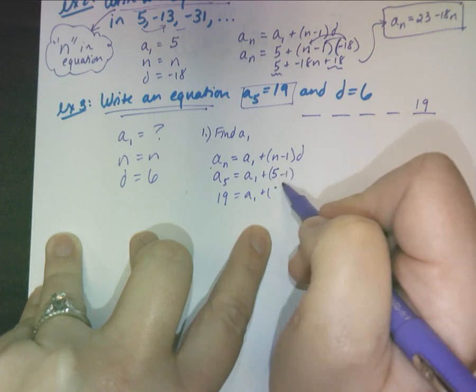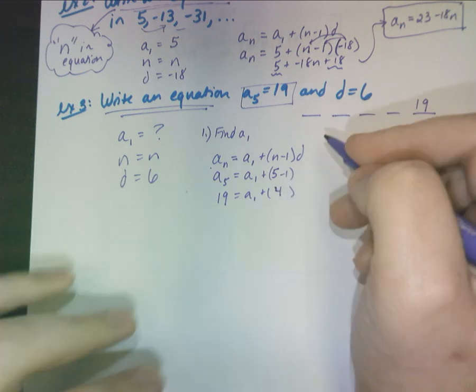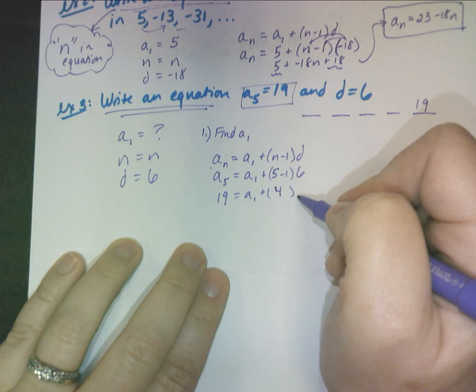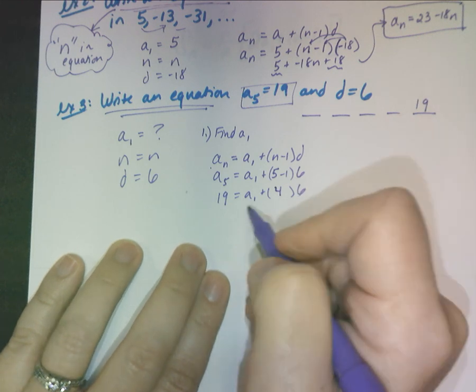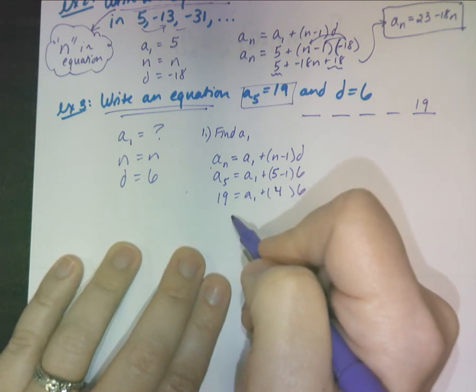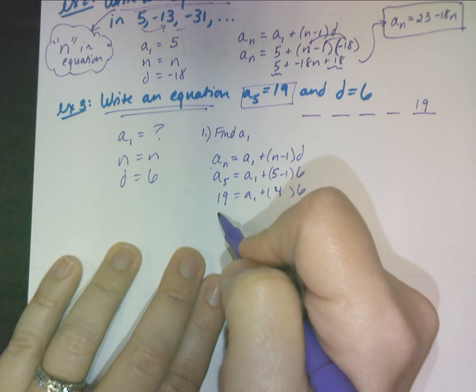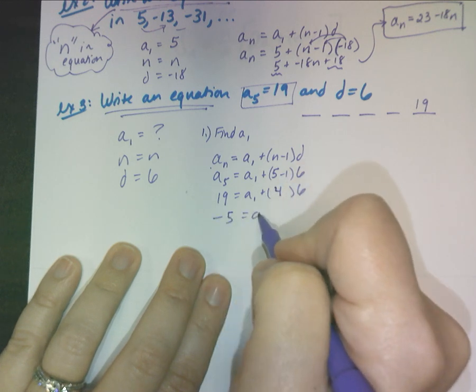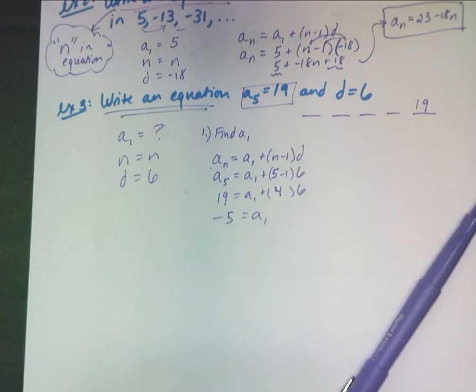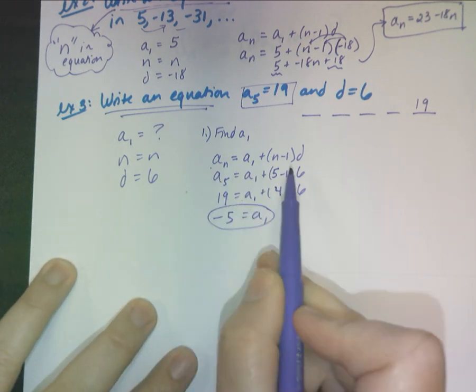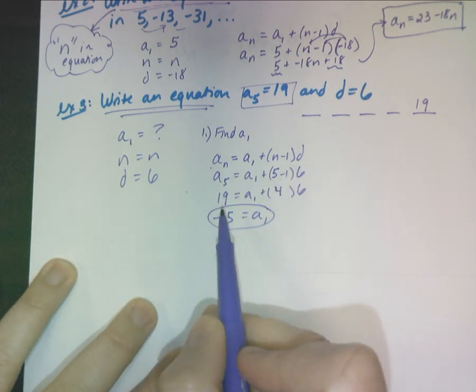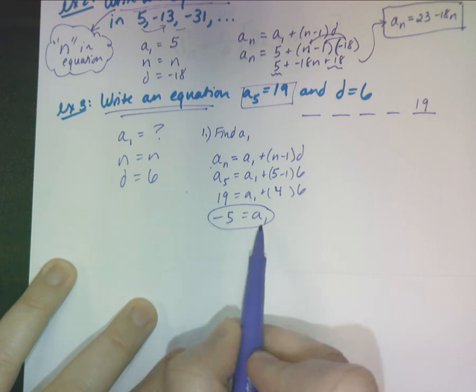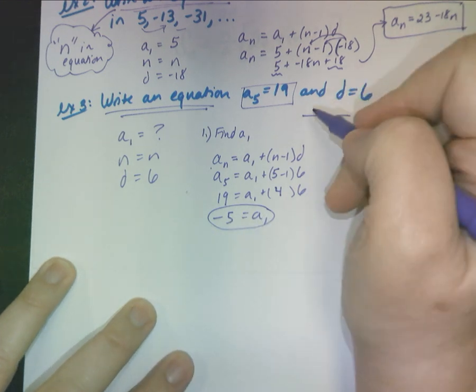So 5 minus 1 is 4. And then d is 6. So 4 times 6 is 24. Hold on one second. And then you get negative 5 equals A1. Okay, so see how we use the formula to get A sub 1, which is negative 5.